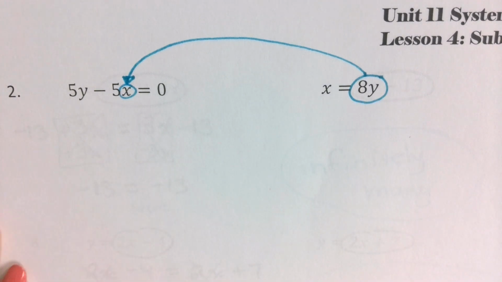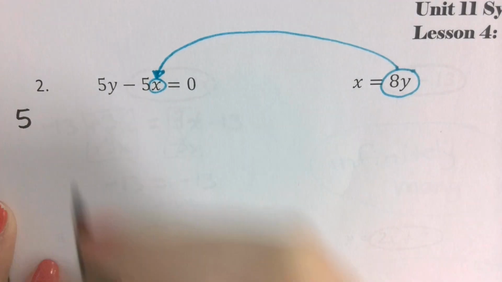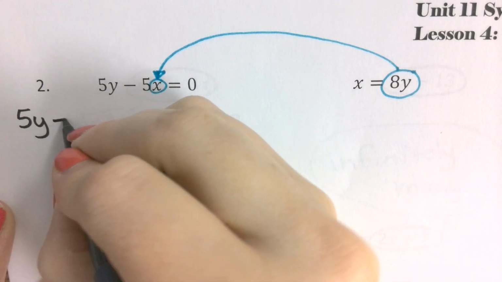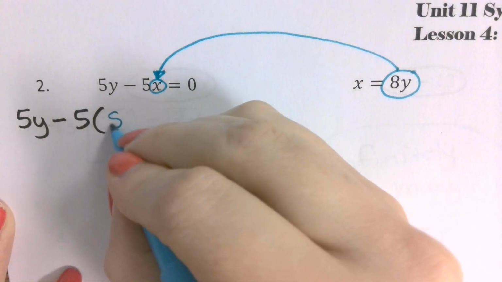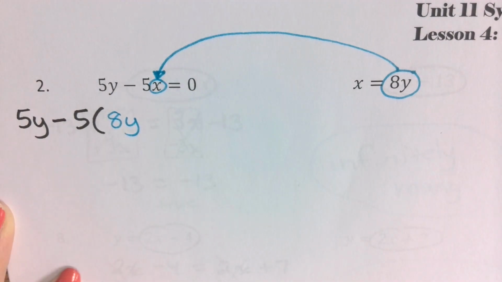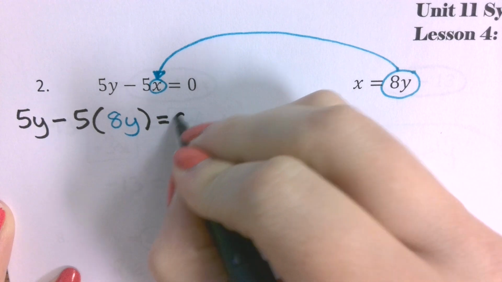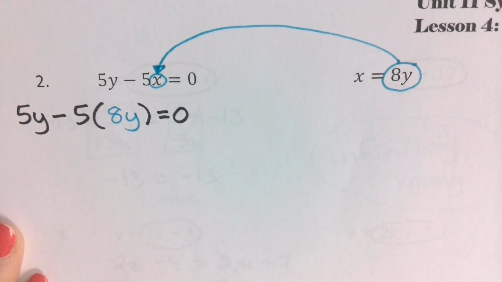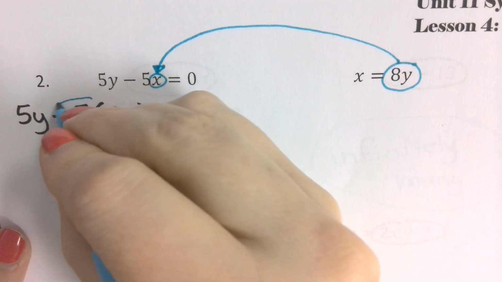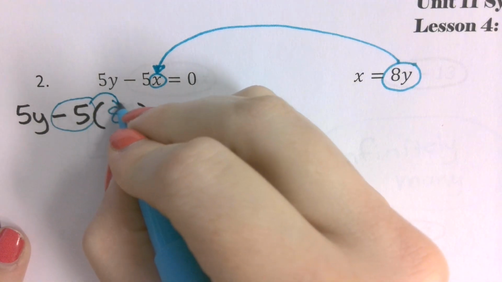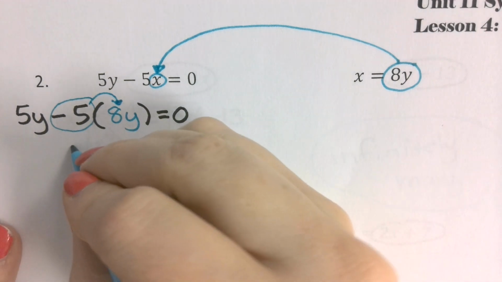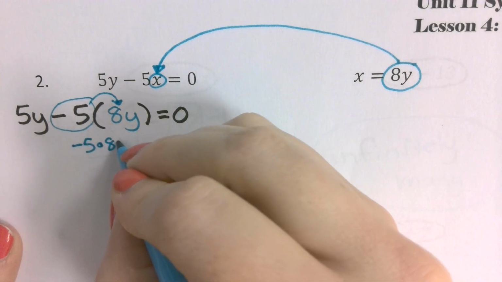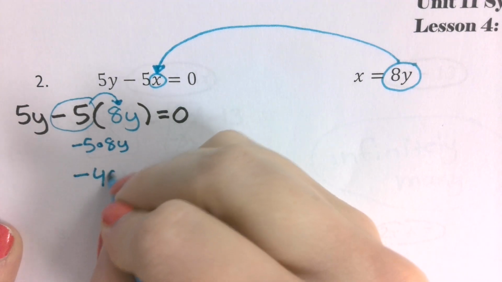So I have 5y minus 5 times 8y, and the whole thing is equal to 0. Okay, the first thing that I need to do is distribute. I need to take this negative 5 and distribute it to the 8y. What's negative 5 times 8y? Negative 40y. Okay, so we get negative 40y here.